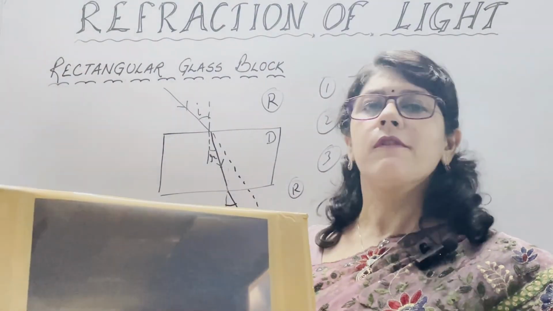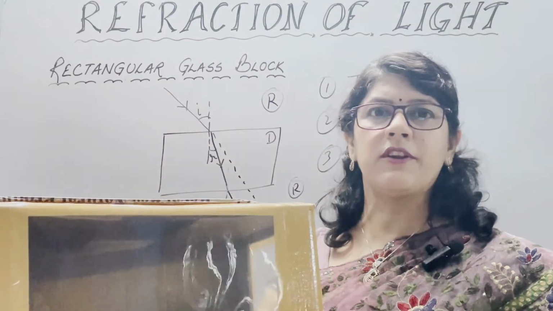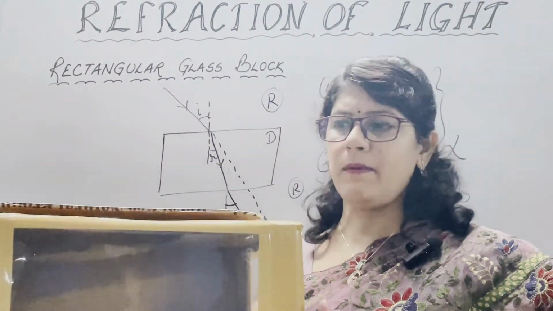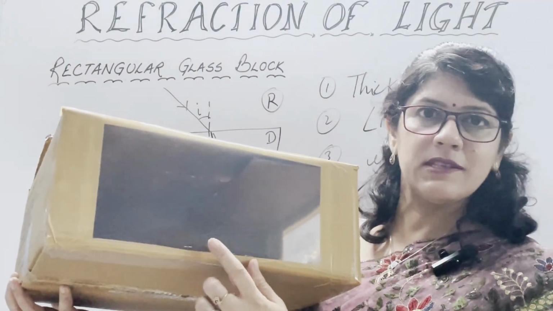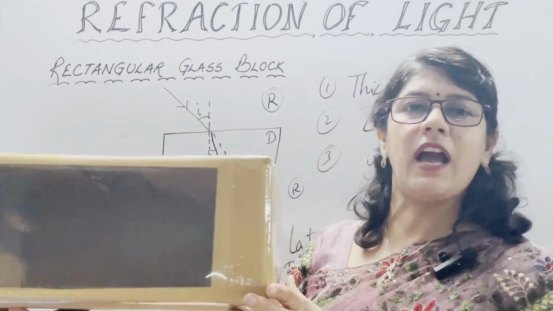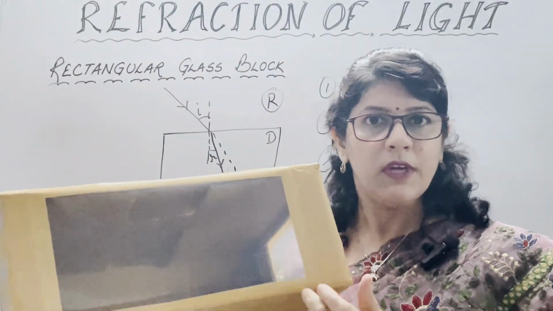In my next video, we will see all these refractions through a prism and glass slab with the help of this optical box which I have made. You can see this side is transparent, this side is transparent. With the help of light, we will study the properties of these refractions.